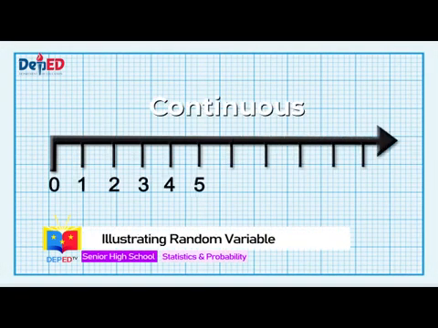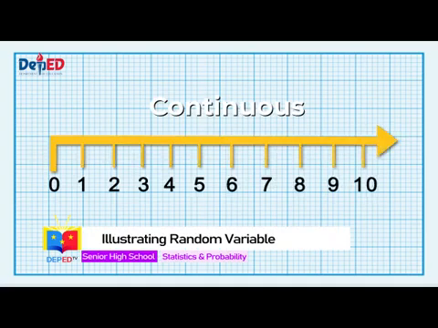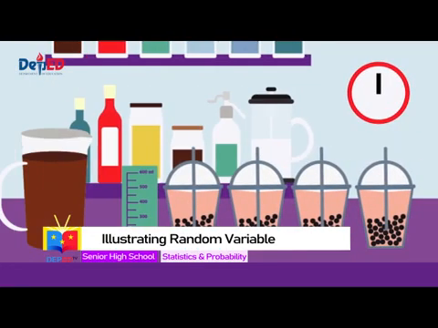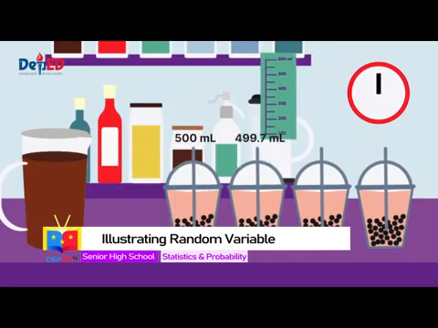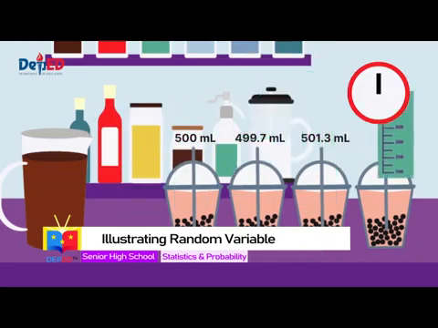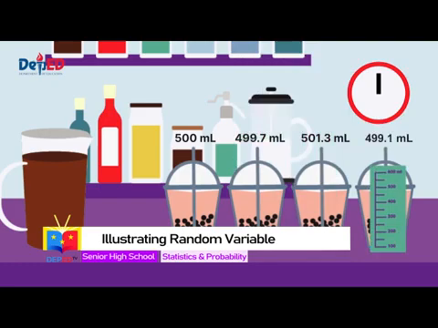Continuous random variable can take any values within a range including fractions and decimals. Let's go back to Mang Juan's situation. If we want to get the amount of liquid in an order of milk tea, it would take a range of values in milliliters. This is an example of continuous random variable.